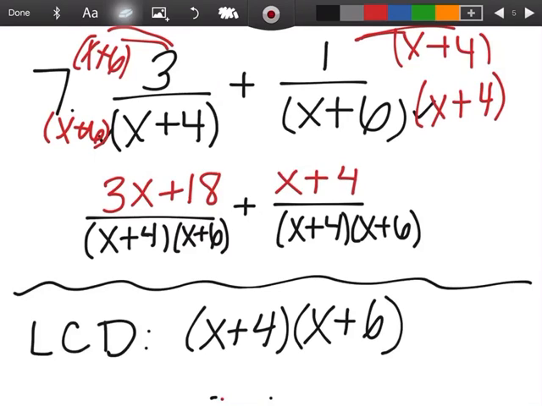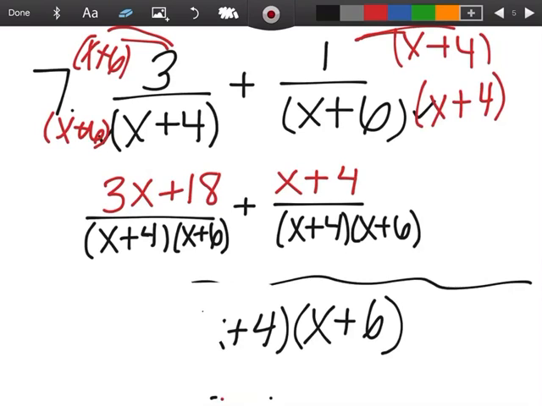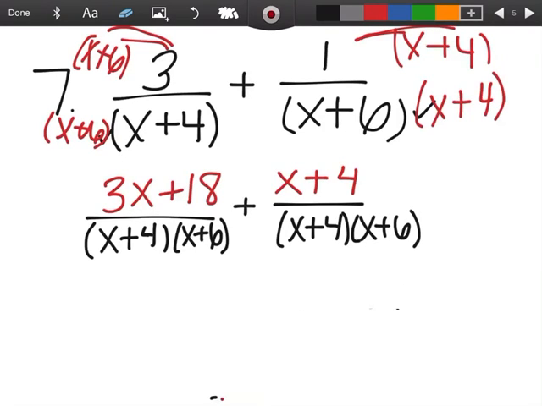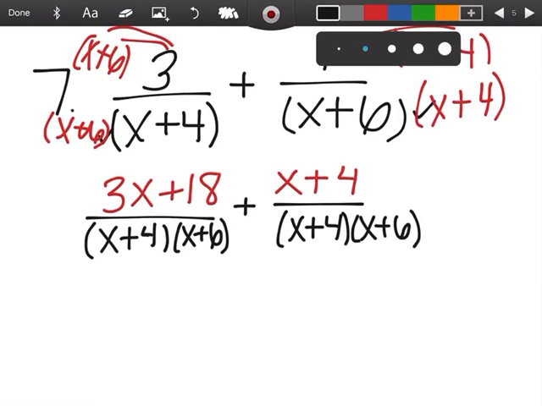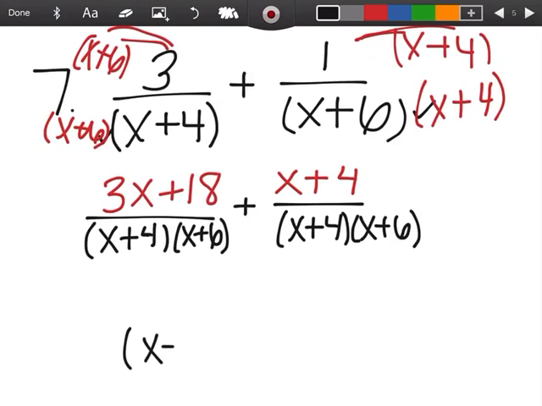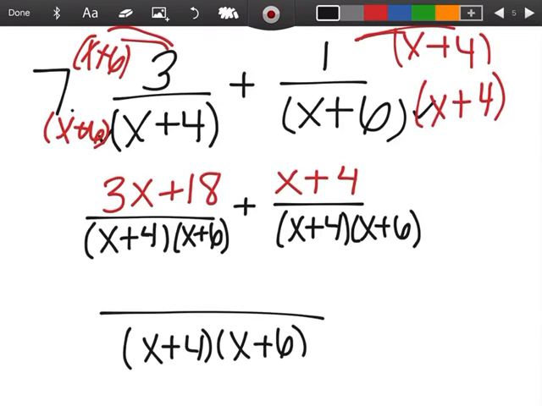And so then for my final answer, I want to write it as one fraction. When I add fractions, now that the denominators are the same, the denominator stays what it is, x plus 4 times x plus 6, and then I combine like terms in the numerator. So 3x plus x is 4x, 18 plus 4 is 22.